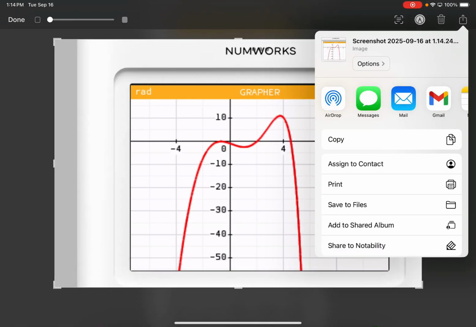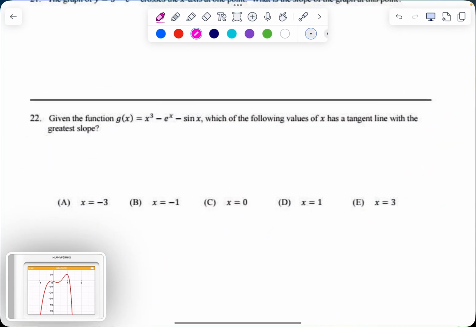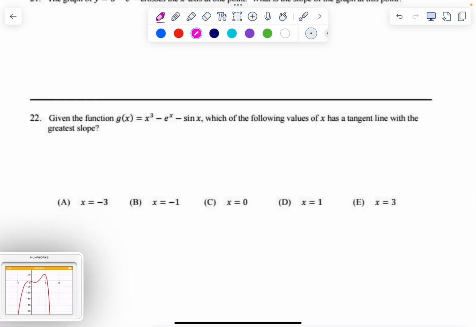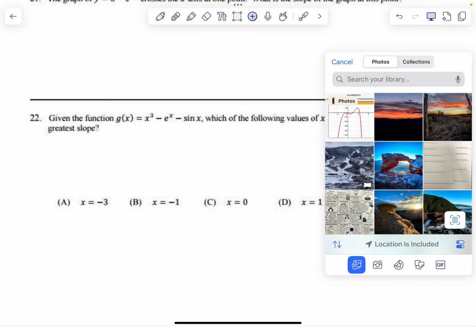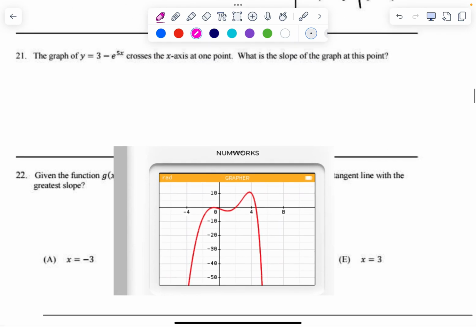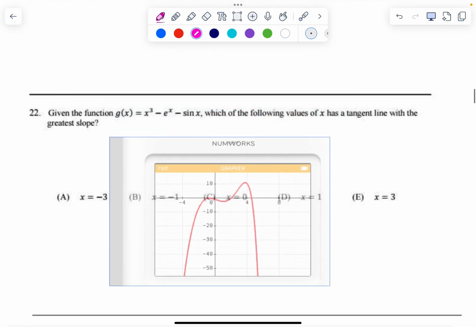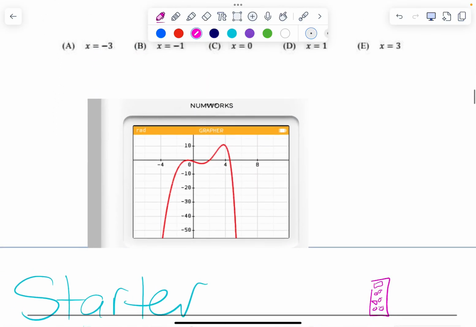Okay. Copy. Can I do it? I think so. Paste. Sweet. There we go. All right.